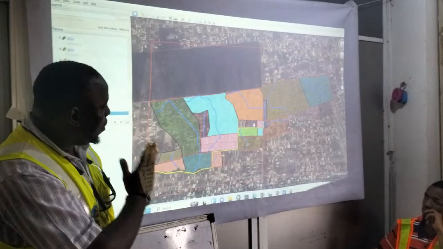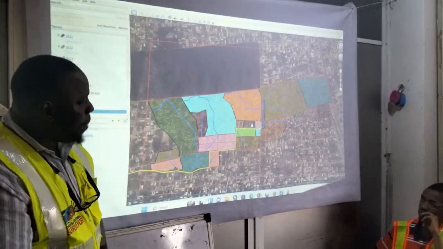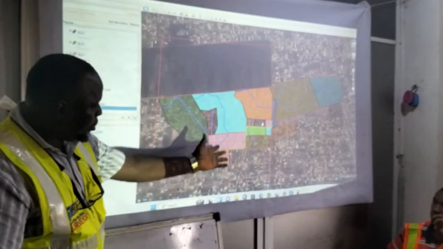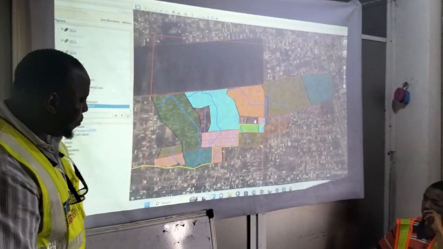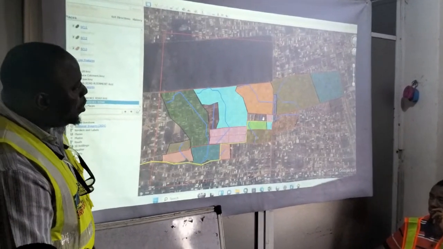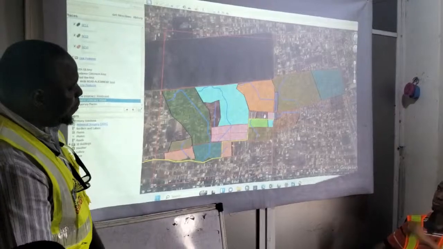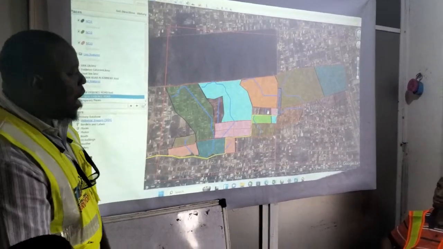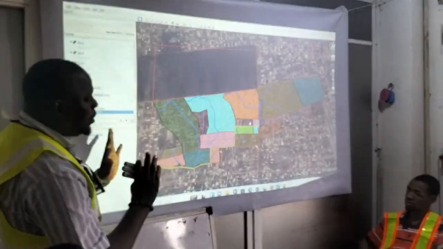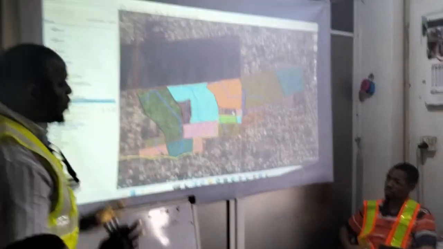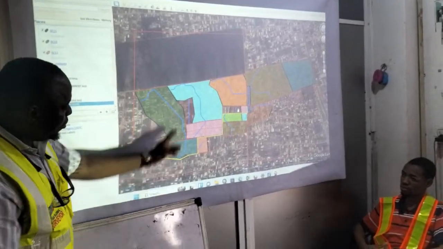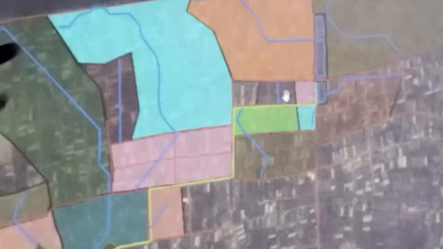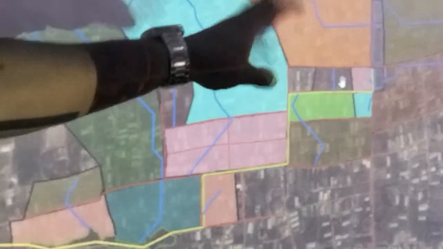This is the hydrological map of our study area. You can see the entire location has been designed into various catchments with various hydraulic lengths. Now, can we zoom to the beginning? Let's go to the beginning.